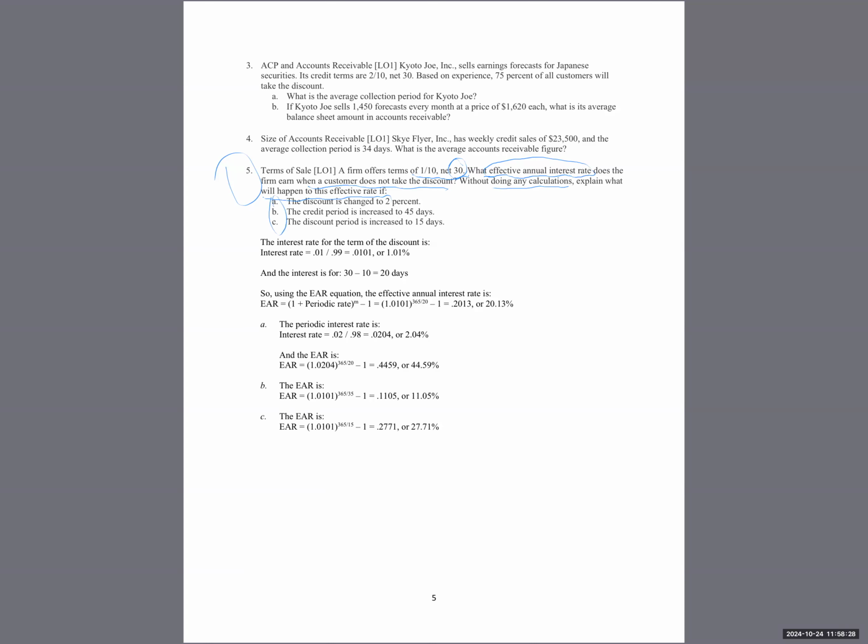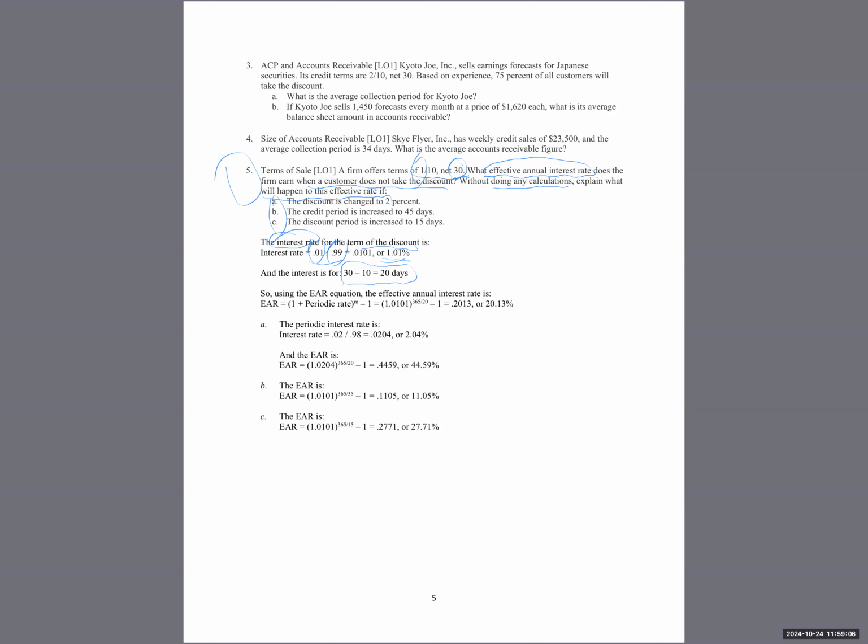First, calculate the effective annual interest rate. We need to find the interest rate for the term of the discount. The discount is 1%, so 0.01, and then you need to pay 0.99. So the ratio is 0.0101, so 1.01% is the interest rate. This interest rate is for 20 days, because you get the discount.